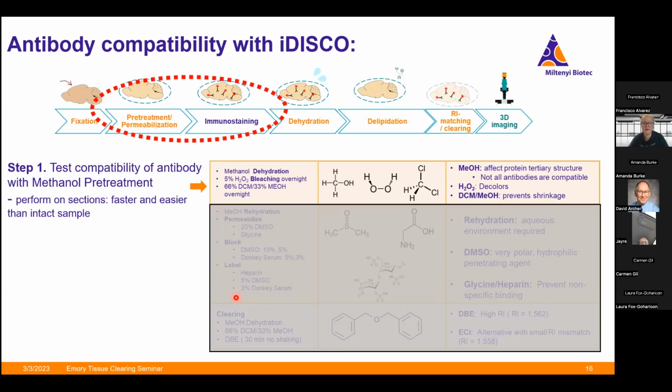Sections are much smaller, cost effective. You won't be using as much antibody and it's much faster that you'll get your results and a confirmation that your antibody is working. So that is something that you want to do right out the gate if you're working with an antibody that you're not using methanol with.